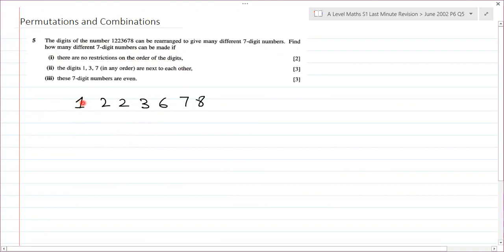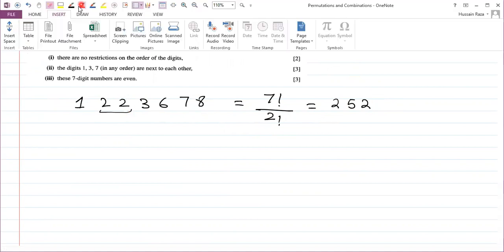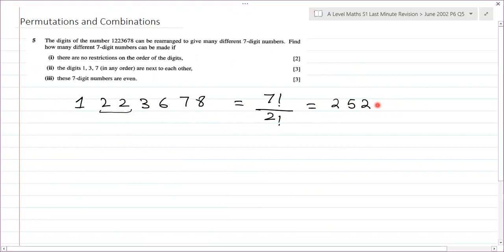If there are no restrictions, that's just 7 factorial divided by 2 factorial, because the two 2's are repeating. And that's just going to give us 2520. So that just gives us 2520.